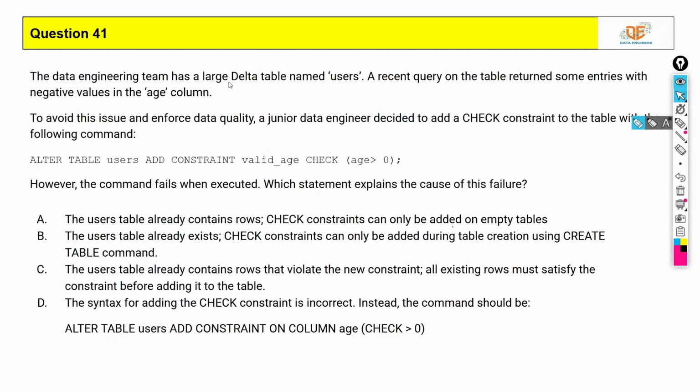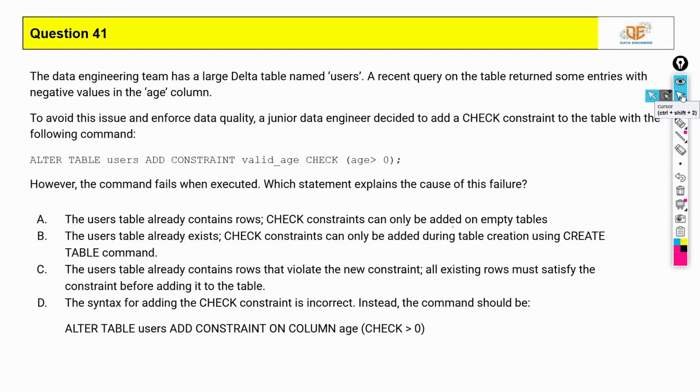A data engineering team has a large Delta table named user. A recent query on the table returns some entries with negative values in the age column. To avoid this issue and enforce data quality, a junior data engineer decided to add a CHECK constraint to the table. They are adding the constraint with the pair execution fit.